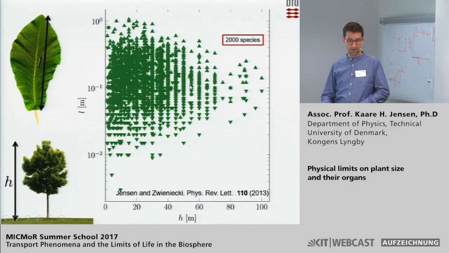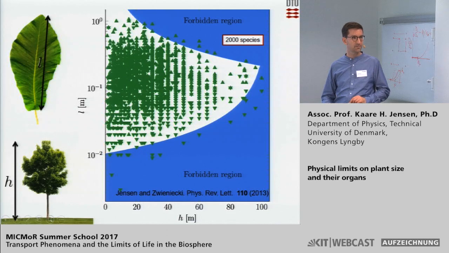So the clear observation we have here is that there are some forbidden regions. So it's basically not allowed to be very tall and have very small leaves. It's not allowed either to be very tall and have very large leaves. And so I wanted to understand the reason why this is.